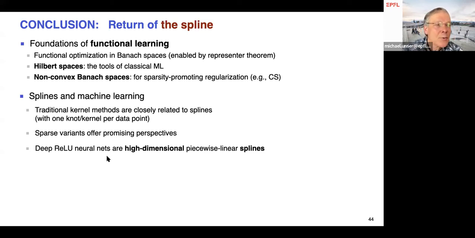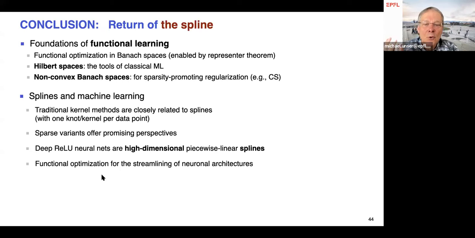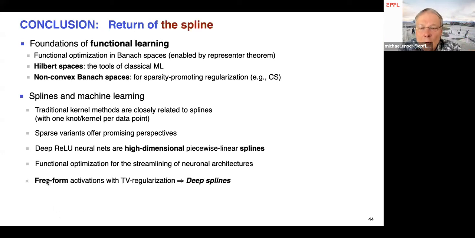And now also, if we move to neural network architectures, they are also high-dimensional splines. And so I've proposed ways of functional optimization for streamlining neural architectures. For example, we have algorithms that can find the minimum number of neurons, because we have this sparsity-promoting criteria, and also the possibility of freeform activation, which gives us deep splines. And for those interested, we also have software now that implements those deep splines.